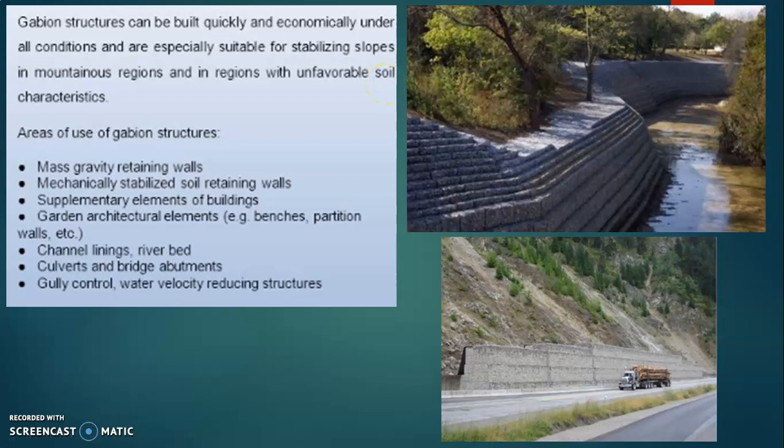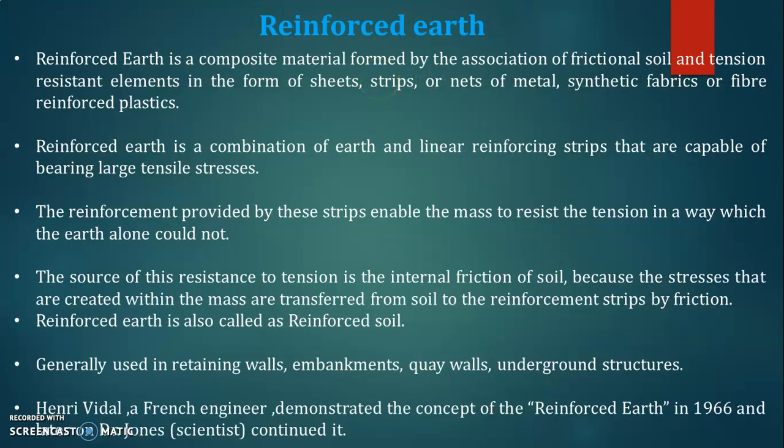Areas of use of gabion structures are mass gravity retaining walls, mechanically stabilized soil retaining walls, supplementary elements of buildings, garden architectural elements like benches and partition walls, channel linings, river beds, culverts and bridge abutments, gully control, and water velocity reducing structures. Next, let us discuss reinforced earth.